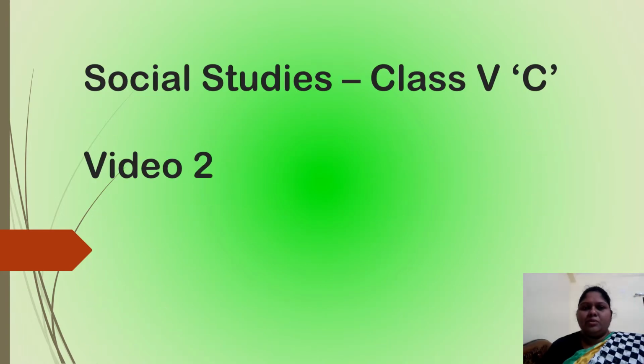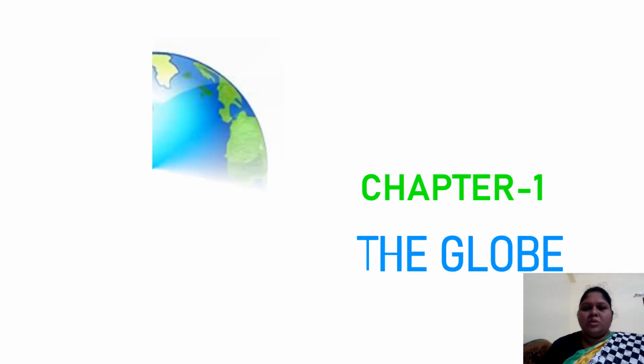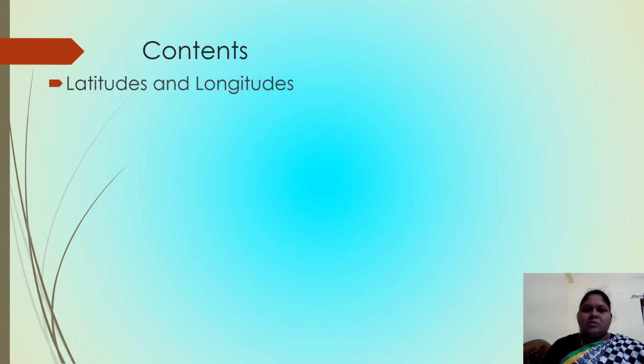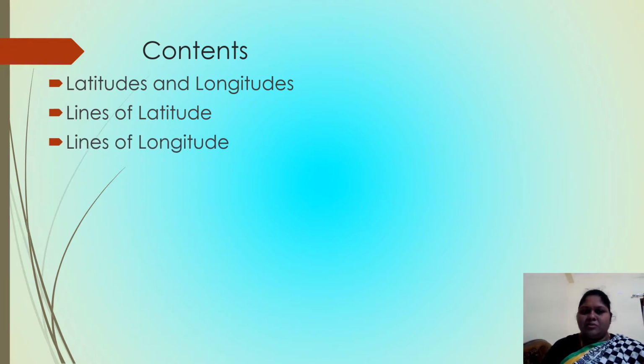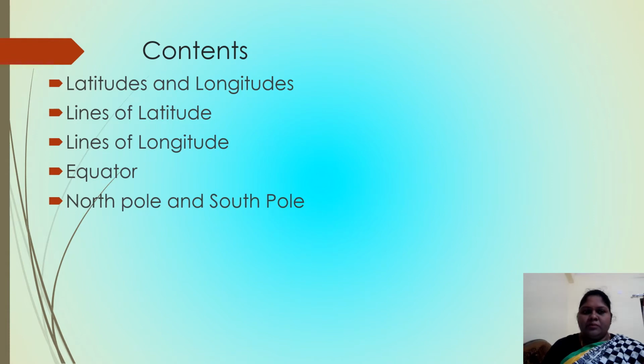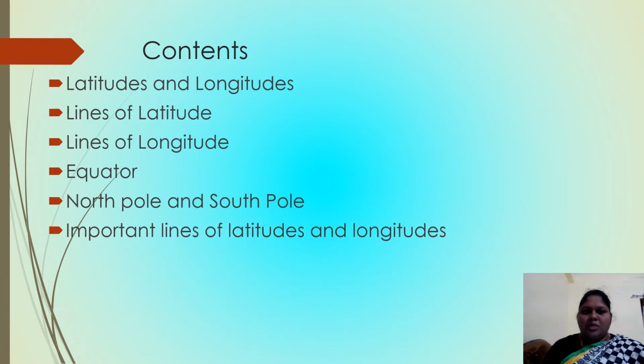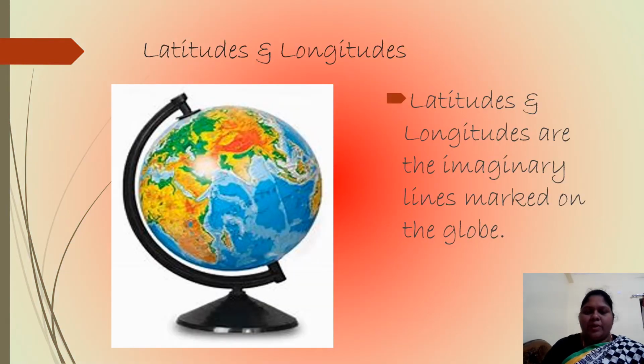This is the second video for lesson 1. Lesson 1 is the globe. So, children, in this video, we are going to learn about latitudes and longitudes, lines of latitude, lines of longitude, equator, North Pole, and South Pole, and important lines of latitudes and longitudes. We are also going to cover the prime meridian. So let's learn about latitudes and longitudes.